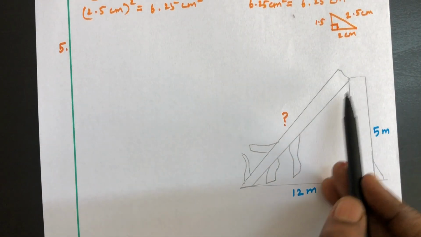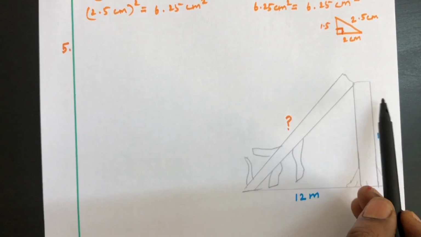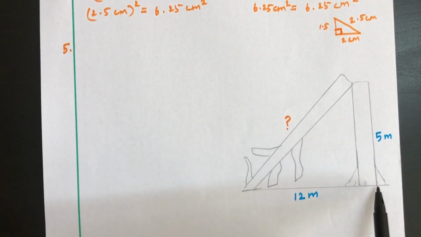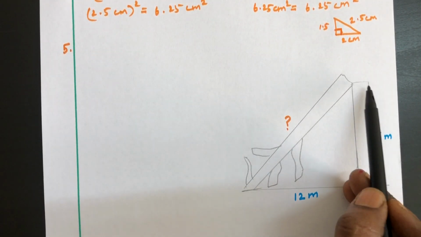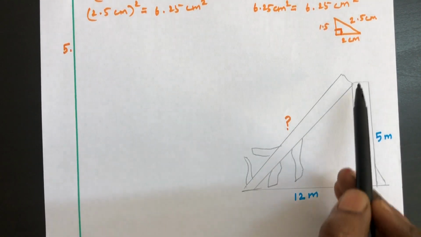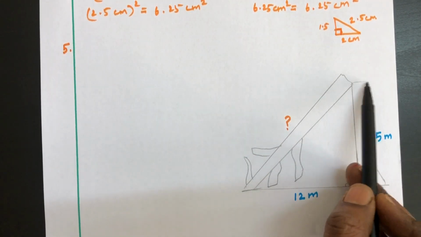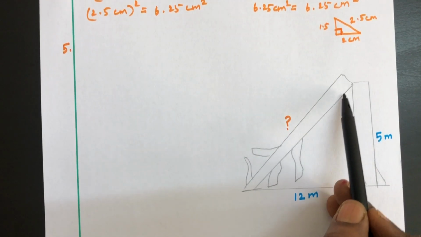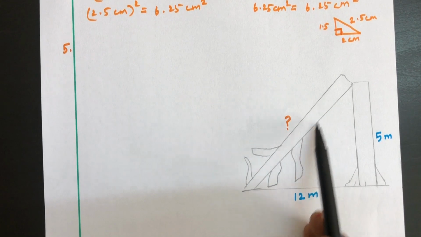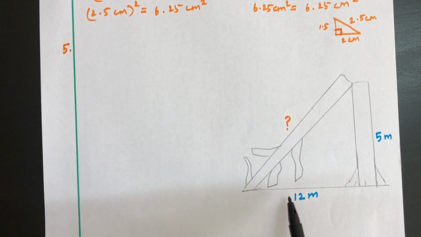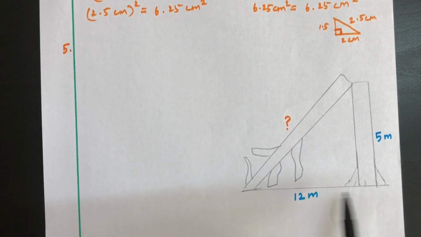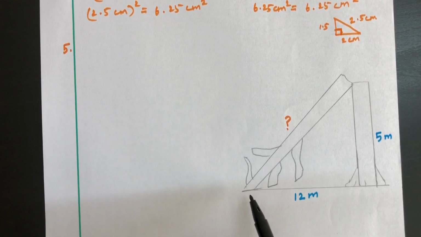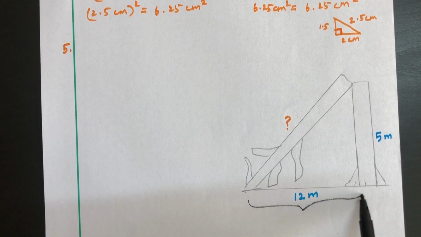See here, this is a tree. A tree is broken at a height of 5 meter from the ground. See, here it is broken. The length from the ground to this broken part is 5 meter. And its top, the broken part, touches the ground at a distance of 12 meter from the base of the tree. This is the base of the tree. So the tree top touches the ground at this point. This length is 12 meter.